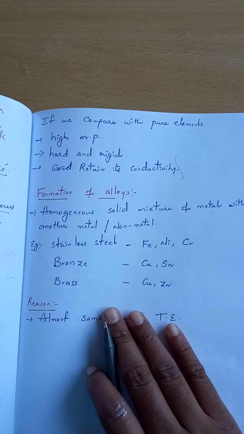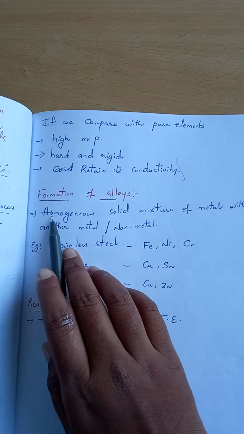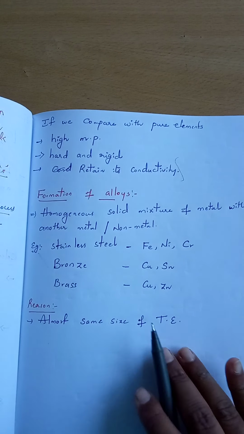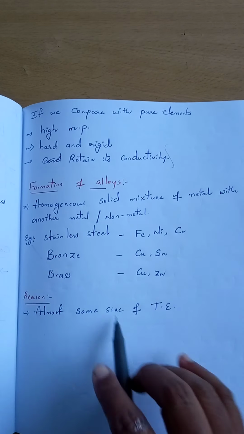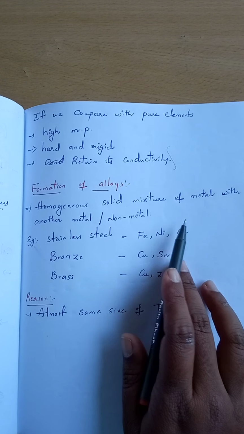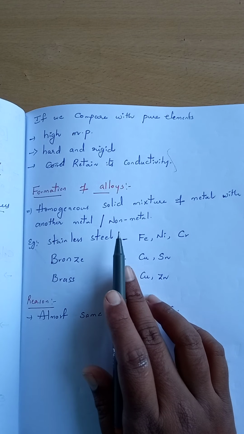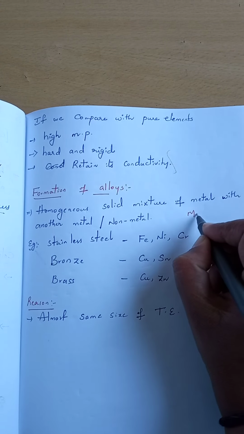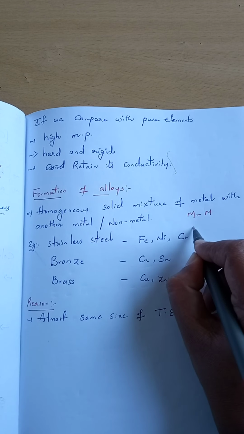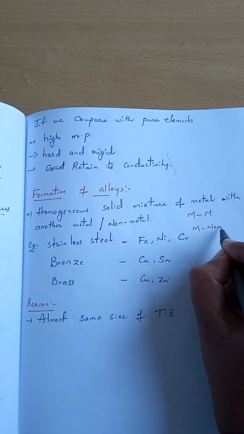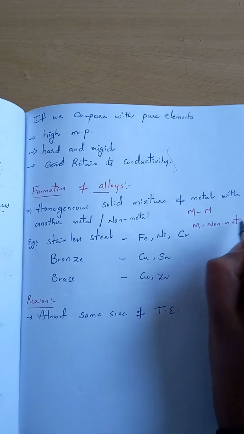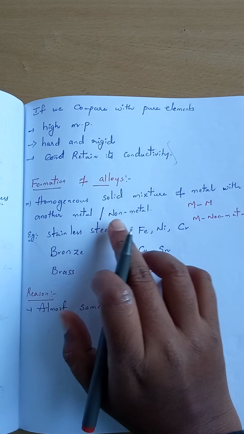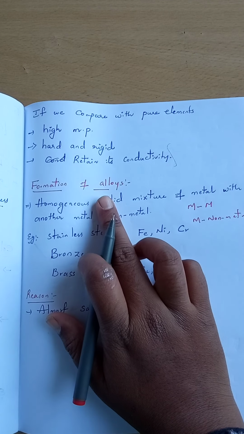Now the final property of the d block elements is the formation of alloys. What is an alloy? First we want to see. It is nothing but a homogeneous solid mixture of a metal with another metal or non-metal. So compulsorily it contains one metal. A combination of a metal with another metal or a metal with a non-metal is known as an alloy.